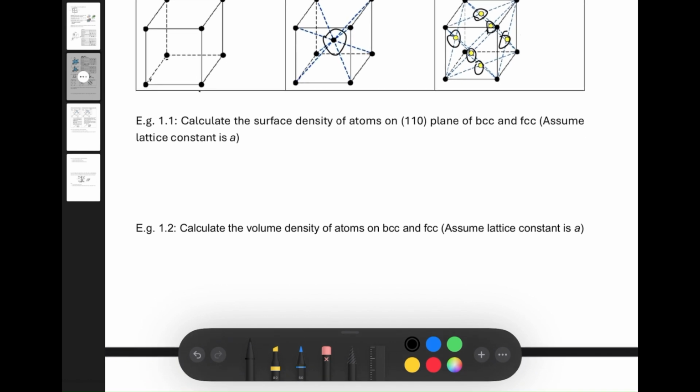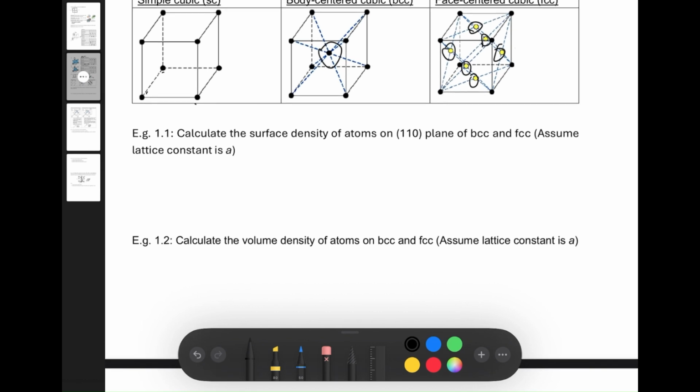Okay, so let's look at example 1.1. Calculate the surface density of atoms on the 110 plane of BCC and FCC, assuming that the lattice constant is A. Okay, so surface density, the formula for surface density is just the number of atoms on the specified plane or surface. So I'm just going to write number of atoms on surface divided by the area of surface.